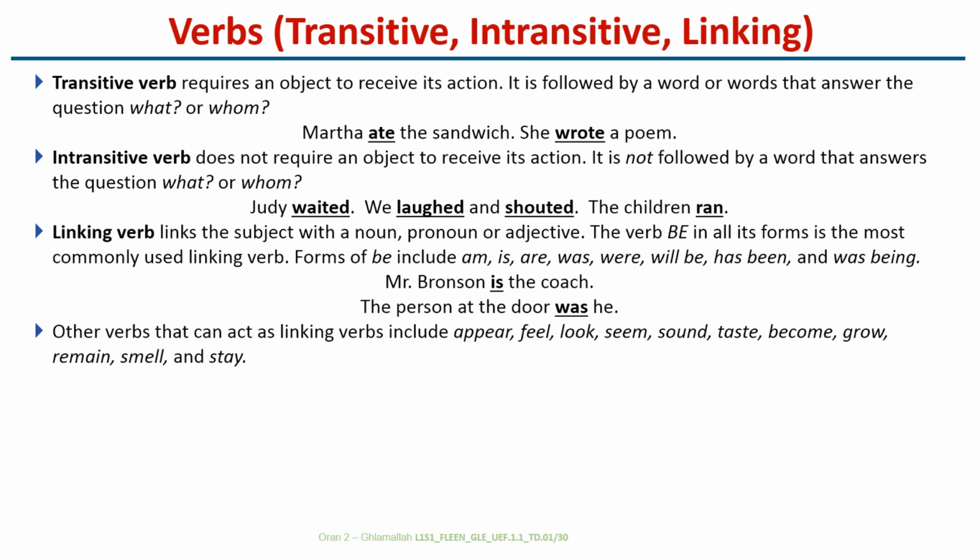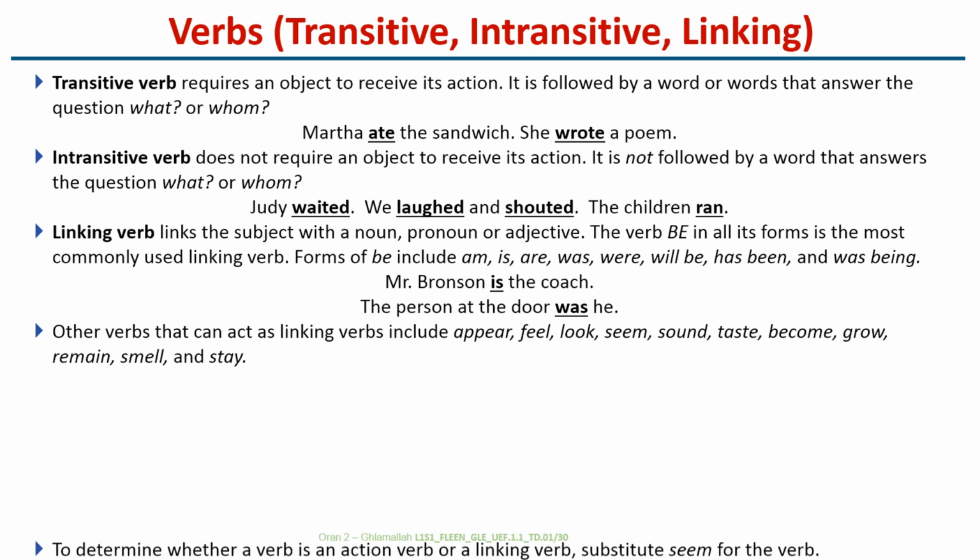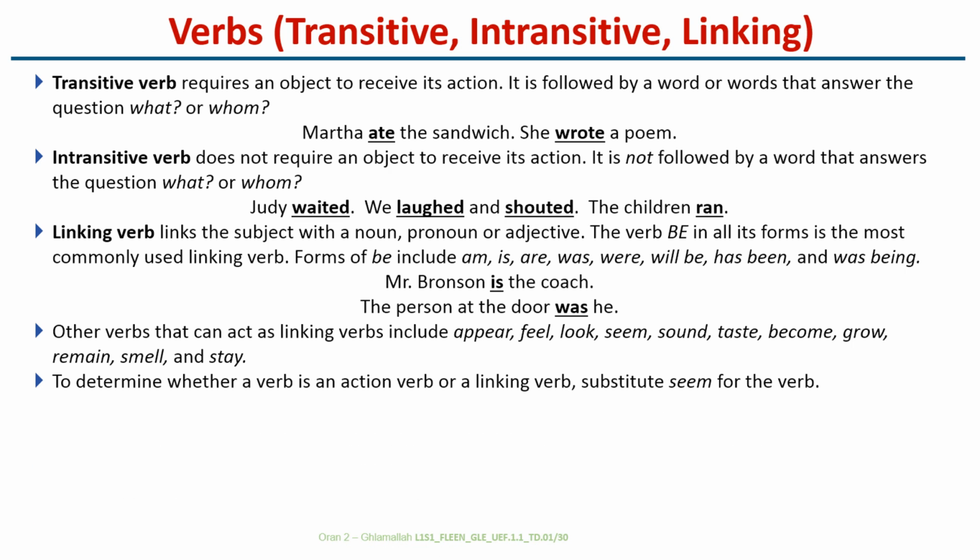Note, most of these verbs can also be action verbs, but if you want to determine whether a verb is an action verb or a linking verb, substitute seem for the verb. If seem can be substituted, the verb is probably a linking verb. Look at the following examples. Mildred looks angry. If we replace looks with seems, it makes sense. I can say, Mildred seems angry, and it doesn't change the meaning. So here look is a linking verb.